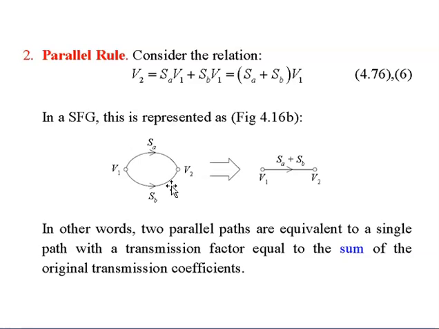Now the second rule is the parallel rule. Consider the relation: V2 is equal to SA V1 plus SB V1, which is equal to SA plus SB times V1. Notice this is a parallel network, so you can summarize it like this: V2 is equal to SA plus SB times V1. In other words, two parallel paths are equivalent to a single path with a transmission factor equal to the sum or the addition of the original transmission coefficients.